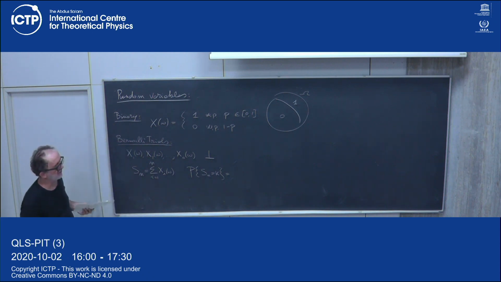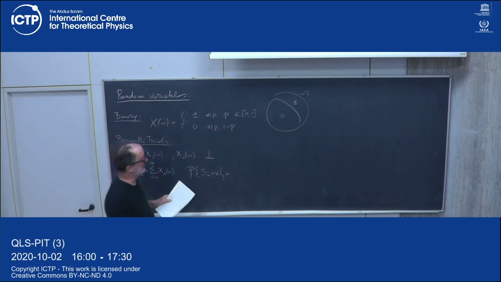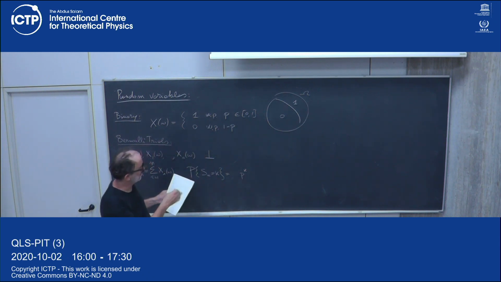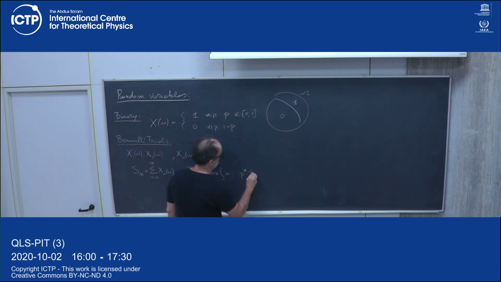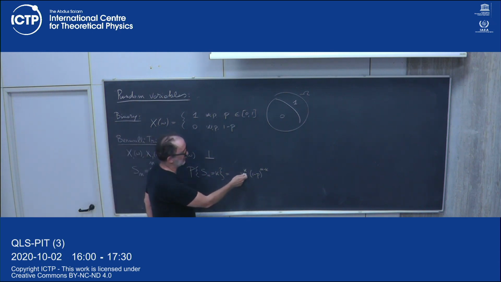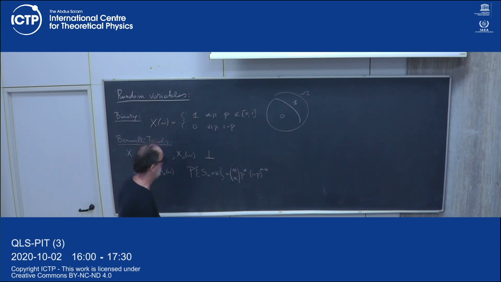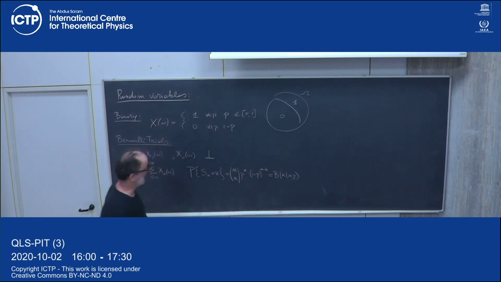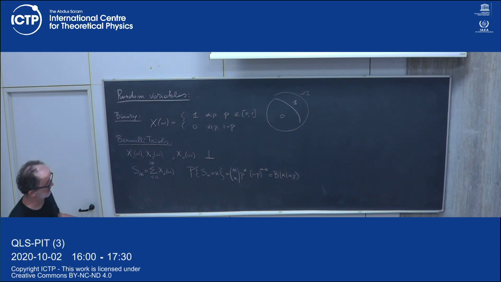Now, because these random variables are independent, the probability to have k successes is p to the power k, because each success has probability p. But we will also have n minus k failures, and these have probability (1 minus p) to the power n minus k. But then these successes can occur in any possible order, and the number of possible orders is n choose k. Okay, so this is the binomial distribution, or the Bernoulli distribution.